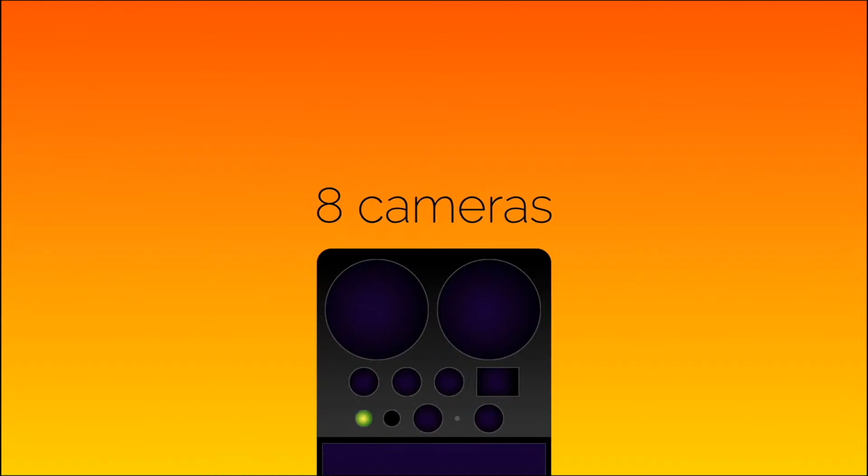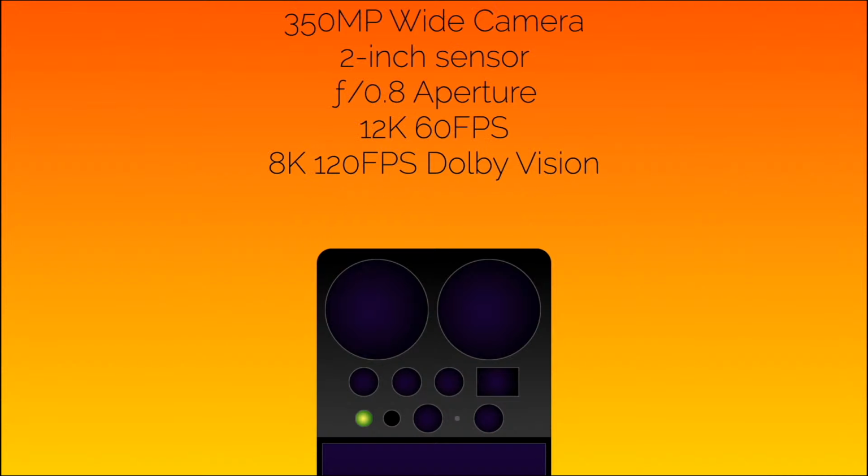And so now let's talk about these cameras. We have 8 cameras on this thing. Count them. 8 cameras on this thing. So we have a 350 megapixel wide camera, a 2-inch sensor, f0.8 aperture, 12K 60 FPS video, and 8K 120 FPS video in Dolby Vision.